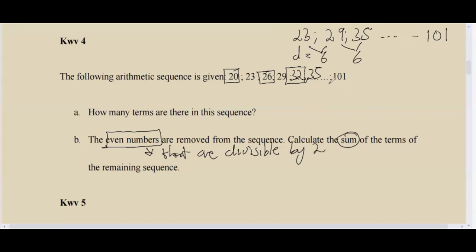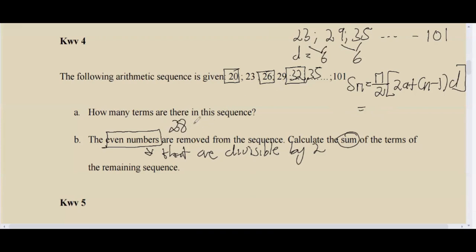Now, if you want to calculate the sum, we know the formula for the sum of an arithmetic sequence is Sn equals n over 2 times (2a plus (n minus 1)d), right? So what is our n? Here, we concluded that we have 28 terms. So before they removed anything, we had 28 terms.